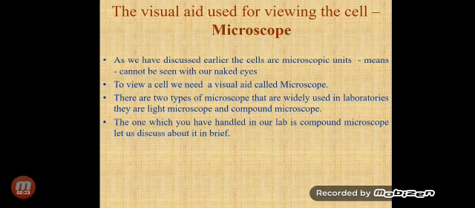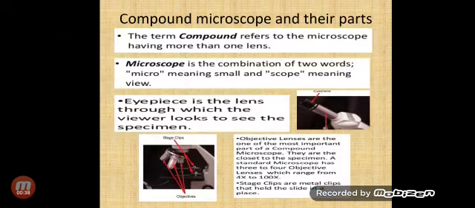And microscopes are generally classified into two types: light microscope and compound microscope. And we have one more advanced form of microscope called the electron microscope. The microscope which we will be handling in our laboratory is the compound microscope. The term compound refers to a microscope which has more than one lens, and the word microscope generally refers to micro meaning small and scope meaning to view.